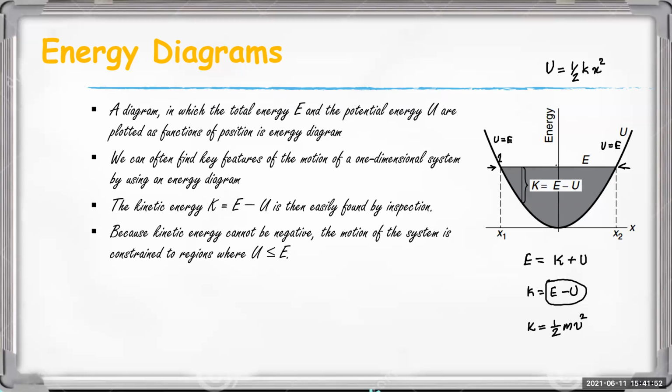Then when we analyze the graph, where is the kinetic energy maximum? Kinetic energy will be maximum at this midpoint. Here, K is max, because from this graph, here U is equal to 0. Potential energy is minimum here. So at the point where potential energy is minimum, kinetic energy will be maximum.